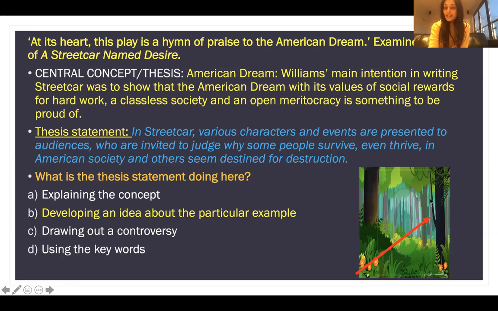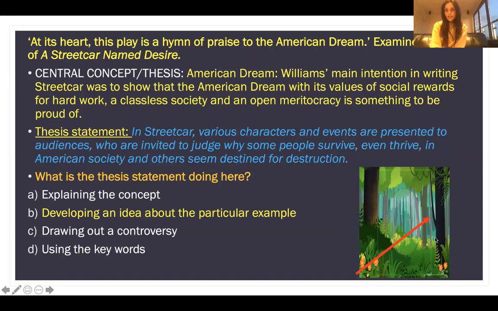But an idea connected to this idea of battling emotional and social adversity is that some characters win that fight, they survive, they thrive in the battle, but others don't do so well and they're destined for destruction. It seems that they're doomed characters, and I think we all know which characters are. So the thesis statement is making a specific reference to the example in hand.